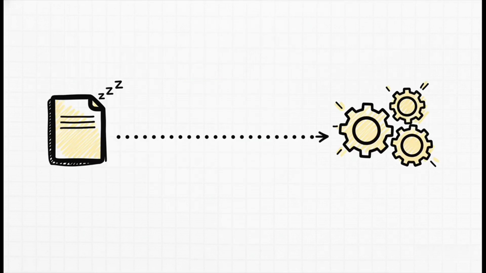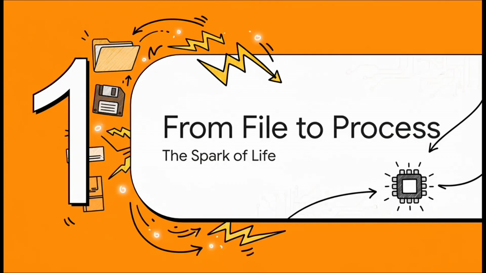We're going to follow a program as it transforms from just a bunch of silent, lifeless code sitting on your hard drive into something active, something alive that your computer can actually work with. It's a pretty wild transformation. Okay, so let's start at the very beginning. From file to process. This is what we're calling the spark of life, because this is where a dormant file gets the signal to wake up and get to work.